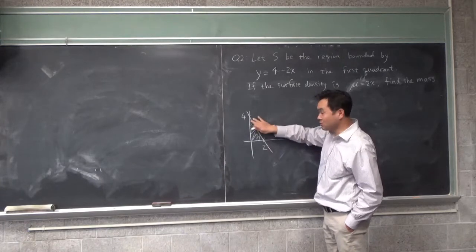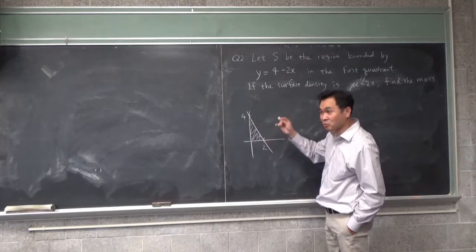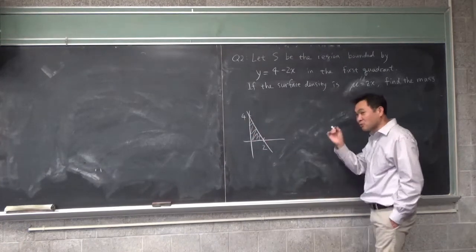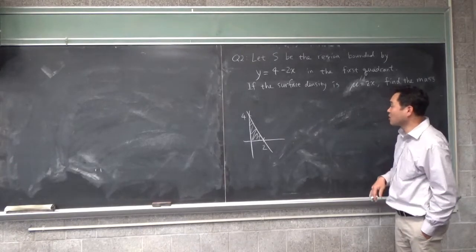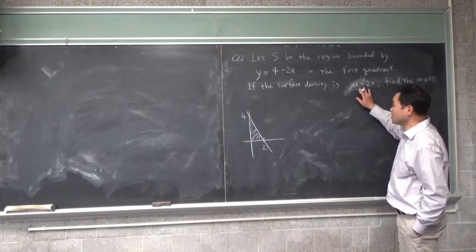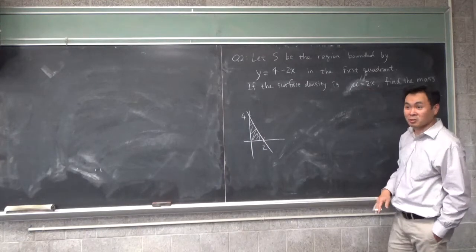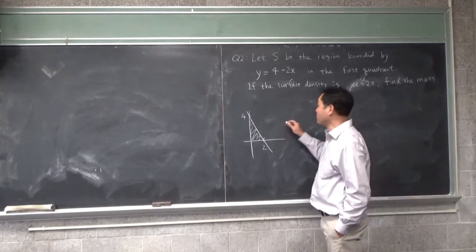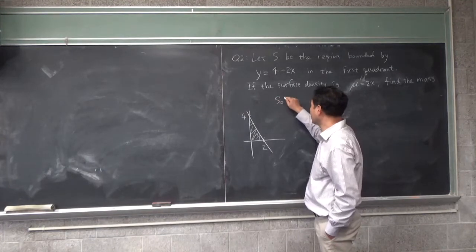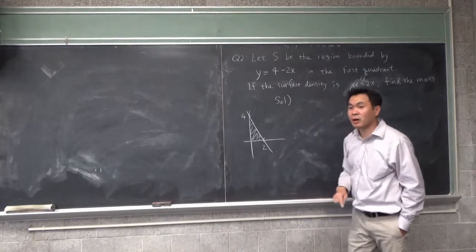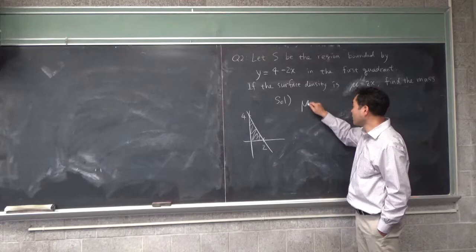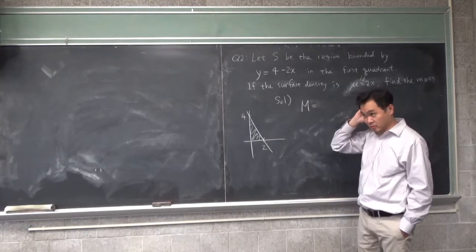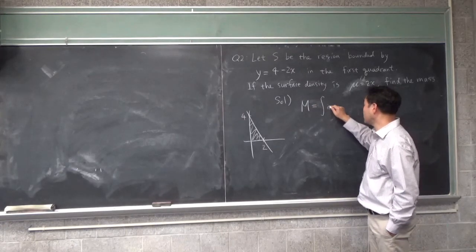Okay, so imagine that this is a flat object. It has some small thickness, but we don't care. But its density is given, mu equals 2x, and we want to find the mass. So how do we find the mass? M is the integral of dm.